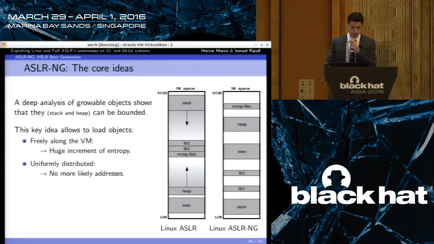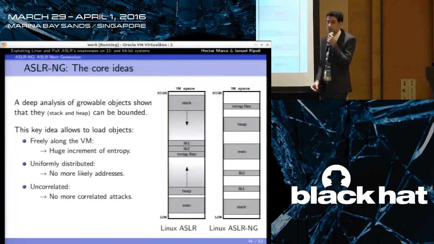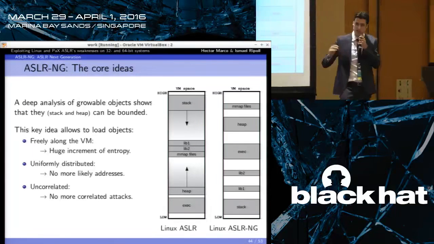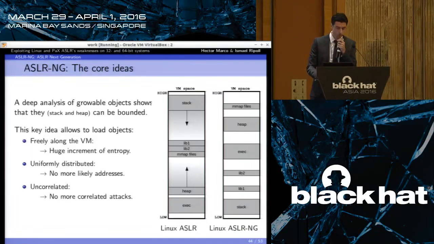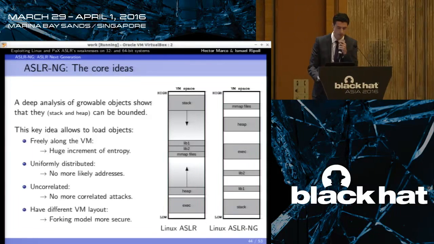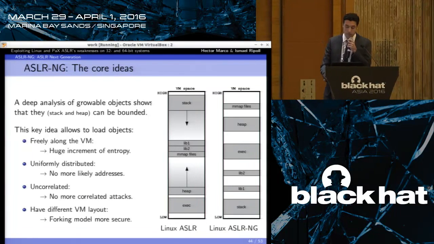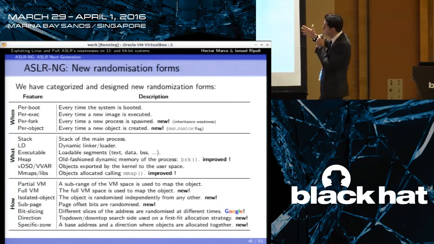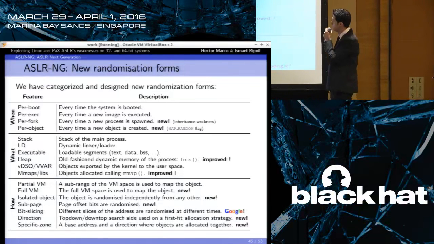So doing this simple idea, I explained why it is not as simple, we can have a lot of advantages and then prevent the four weaknesses, okay? No more likely addresses, no more correlated attacks, and even a more secure forking model, okay? This is a summary of our work in the new ASLR that we are presenting here.